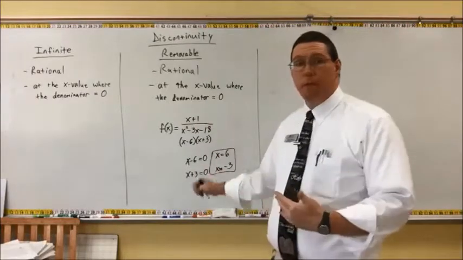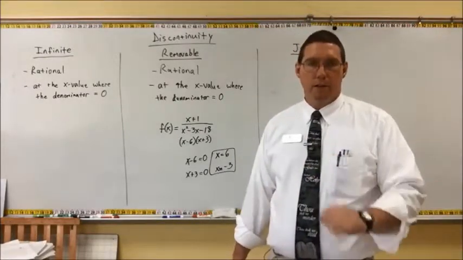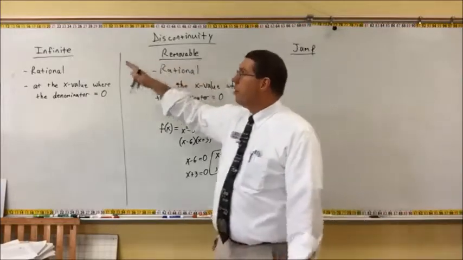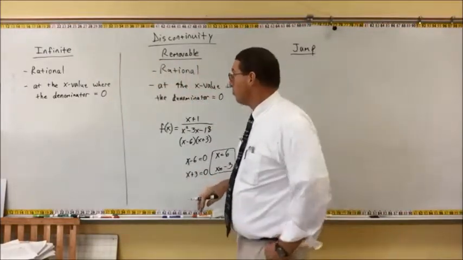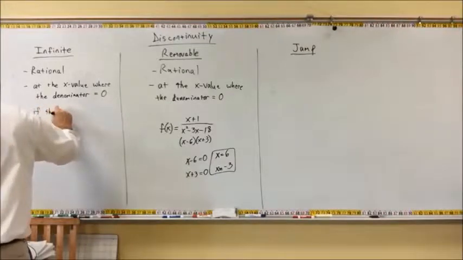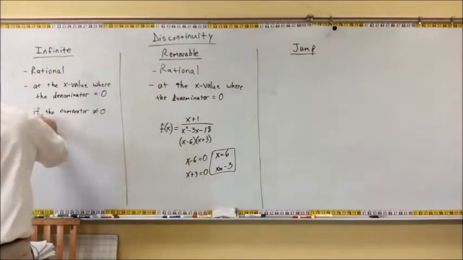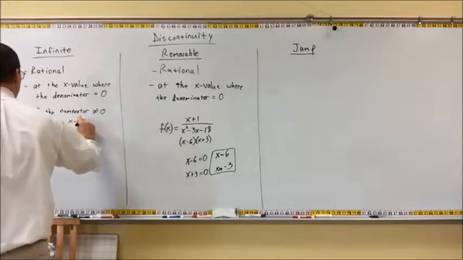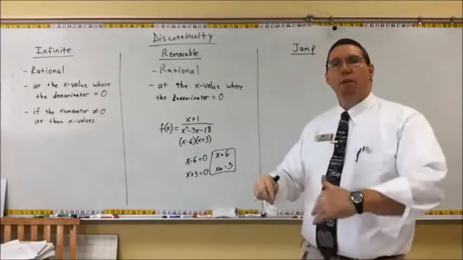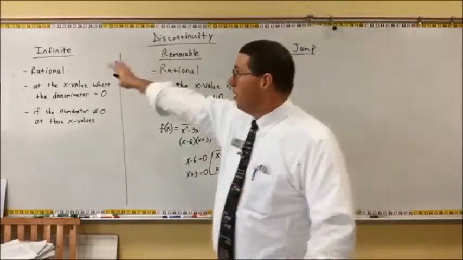So if you have a rational function, find out what x values make the denominator equal 0, and those are automatically discontinuities. The question is, are they removable discontinuities or are they infinite discontinuities? Well, I'm going to give you that rule right now. It's an infinite discontinuity if the numerator does not equal 0 at those x values. So if the same x values that make the denominator equal 0, when you plug them into the numerator, do not make the numerator equal 0, then it's an infinite discontinuity.